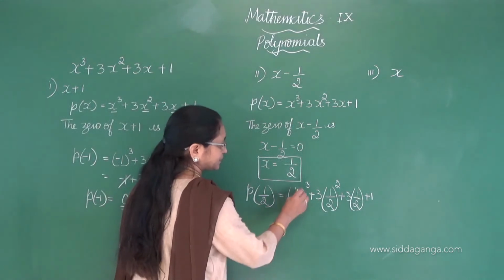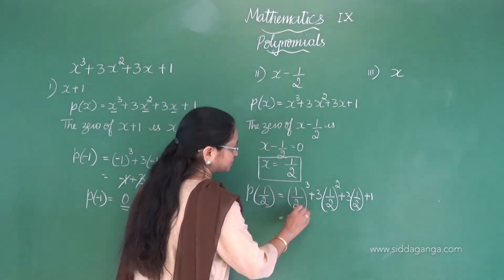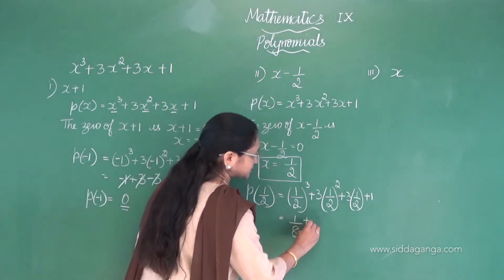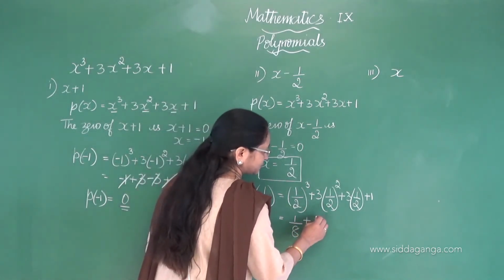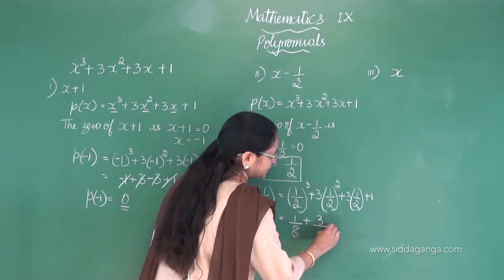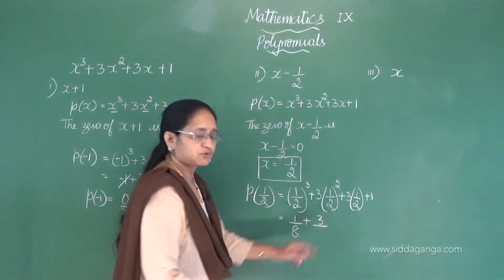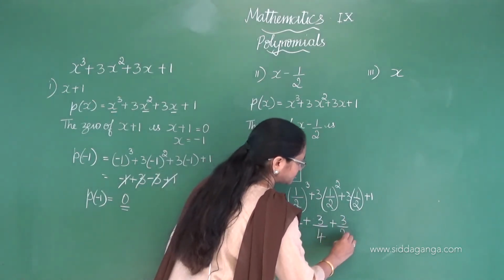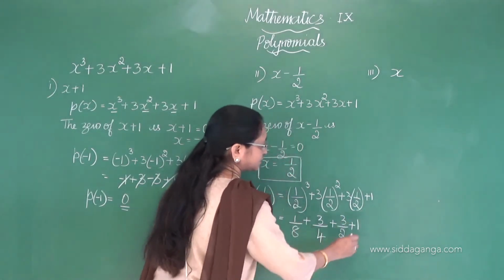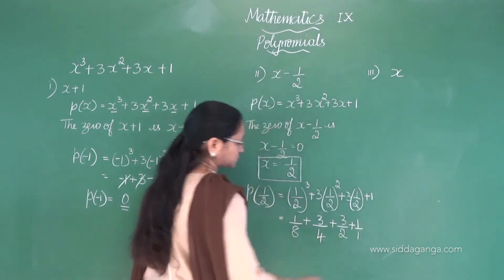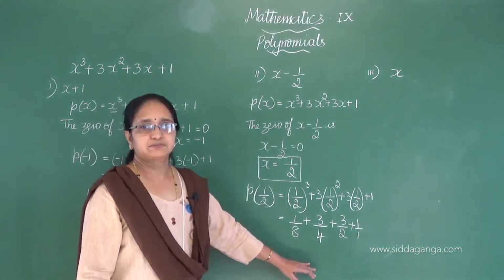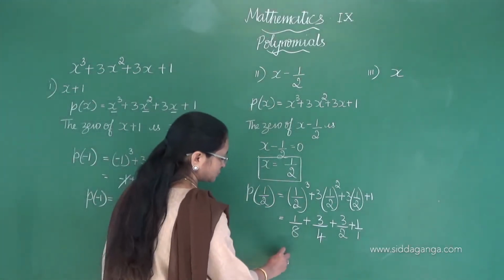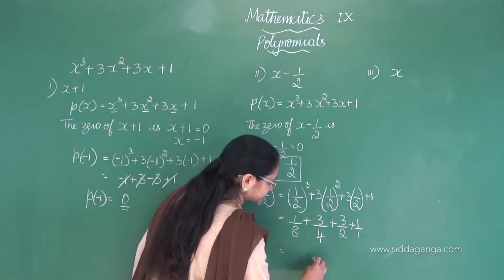Now here, half cube means 1 by 2 cubed, that is 1 by 8, plus 3 into half square, that is 3 by 4, plus 3 by 2 plus 1. So 1 you can take as 1 by 1. So you can find out the LCM. What is the LCM here? LCM is 8.